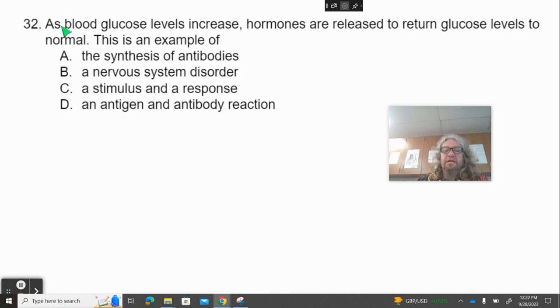Question 32. As blood glucose levels increase, hormones are released to return glucose levels back to normal. This is an example of A, the synthesis of antibodies, B, a nervous system disorder, C, a stimulus and a response, or D, an antigen and an antibody reaction.